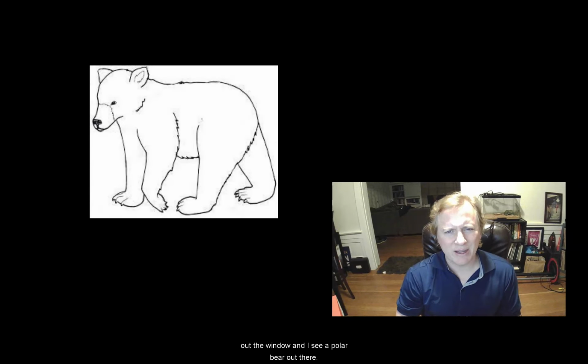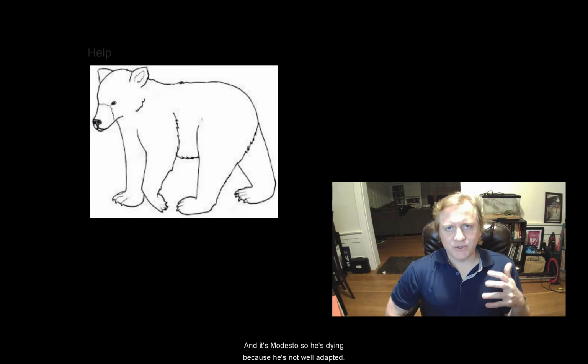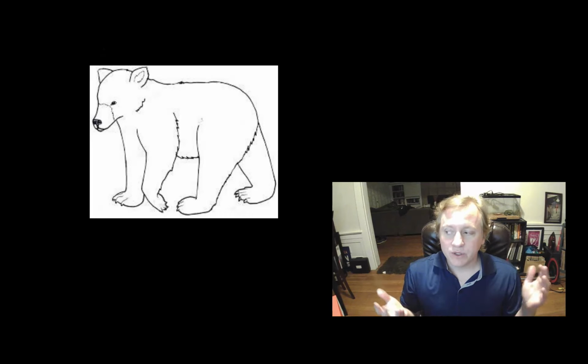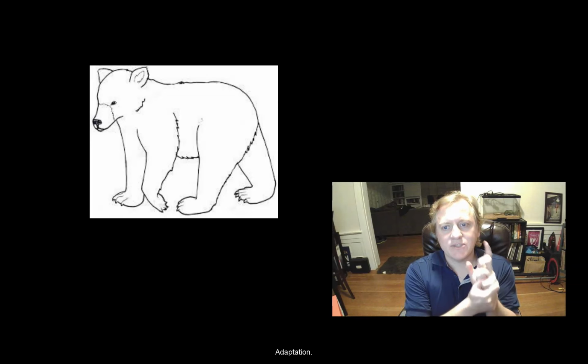The next thing I do is I continue on to my kitchen and I look out the window and I see a polar bear out there. And it's Modesto, so he's dying because he's not well adapted to the environment here. This is the next characteristic of life, adaptation.